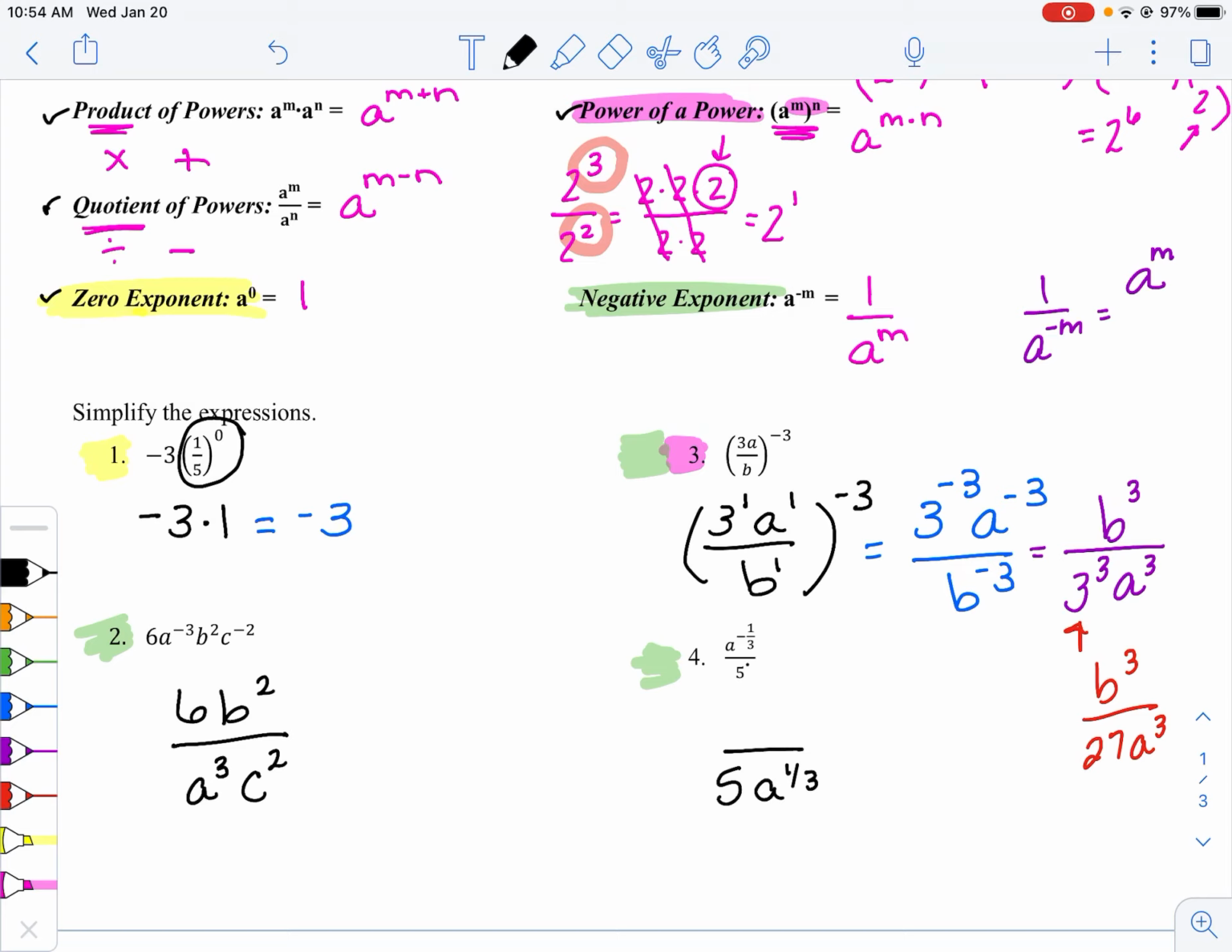The 5's not moving. It's happy. It has a positive 1 understood exponent. So it's not moving. And then I can't just leave a fraction like that. I have to put something on top, and I put a placeholder in of 1.